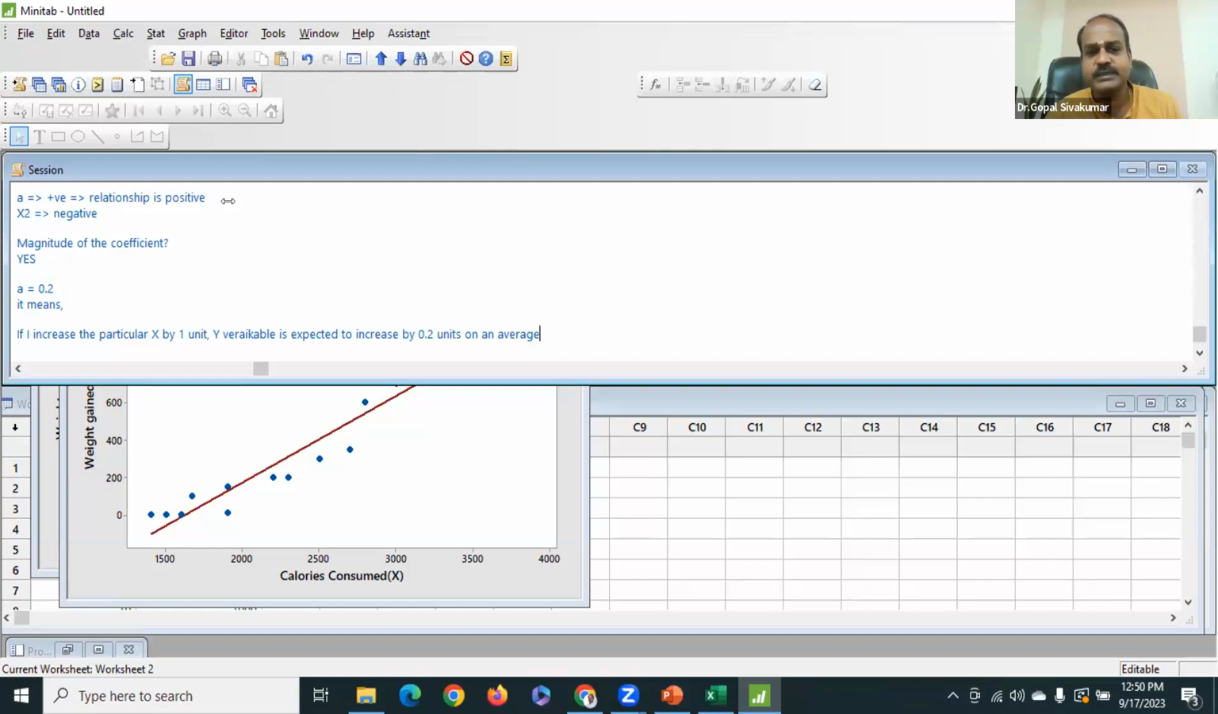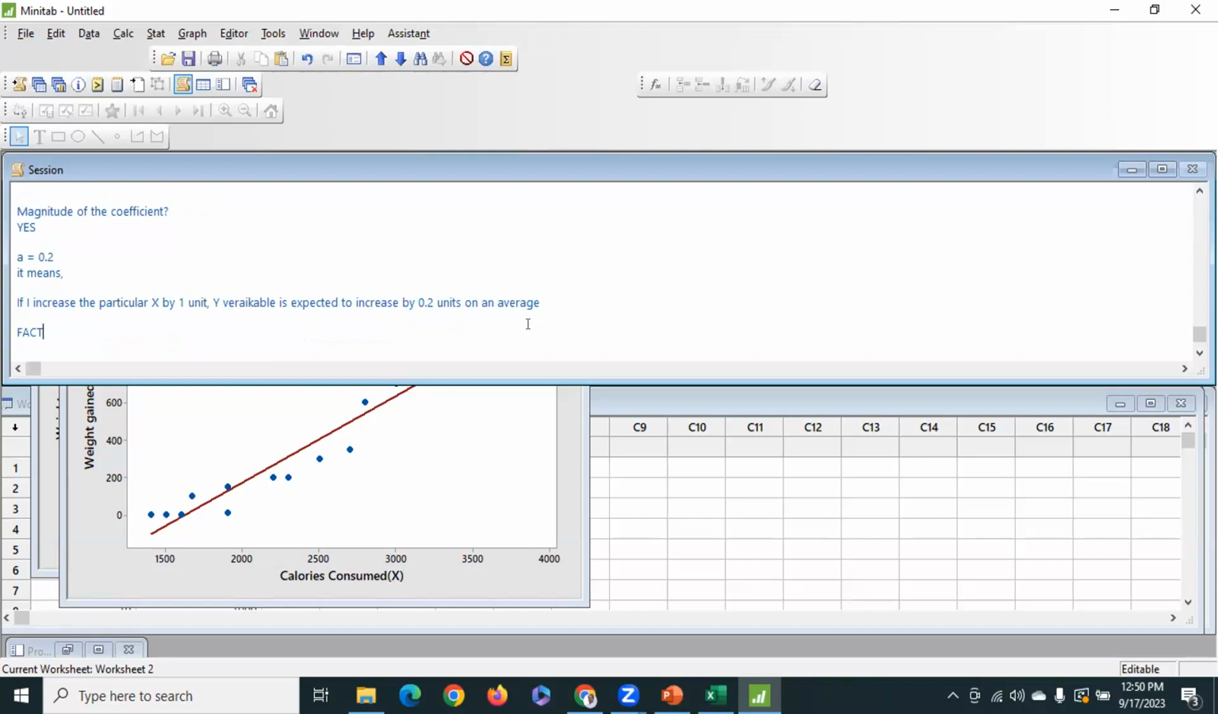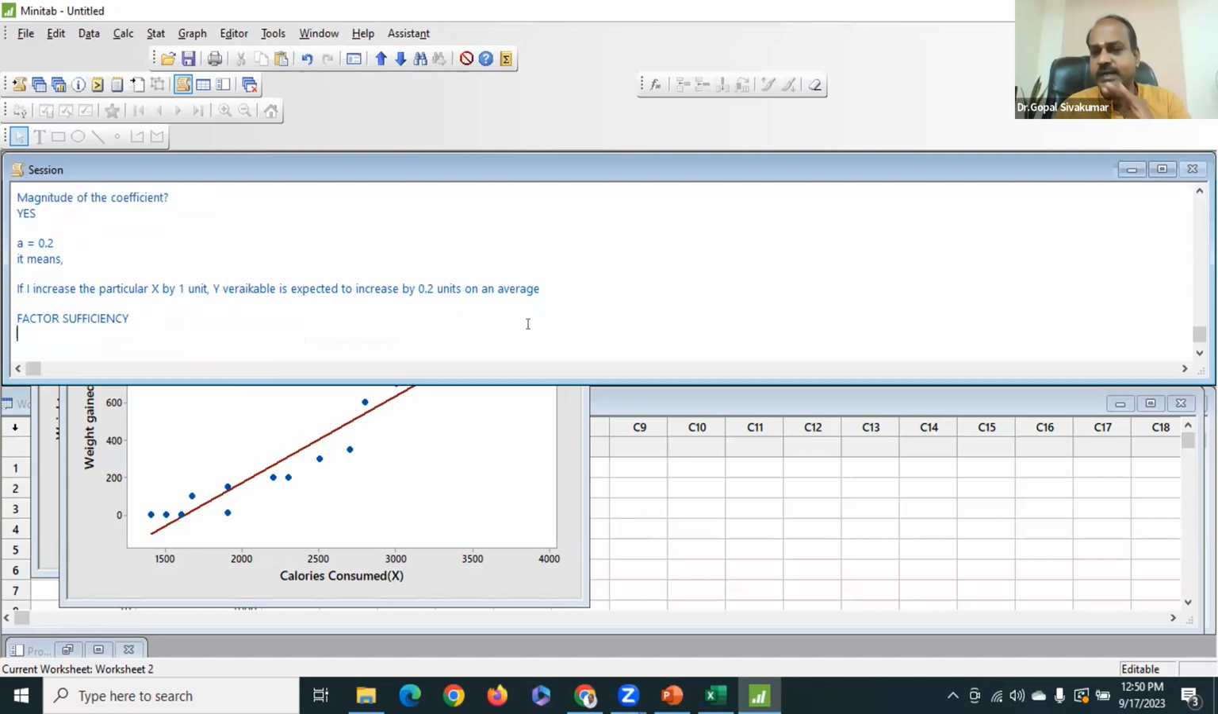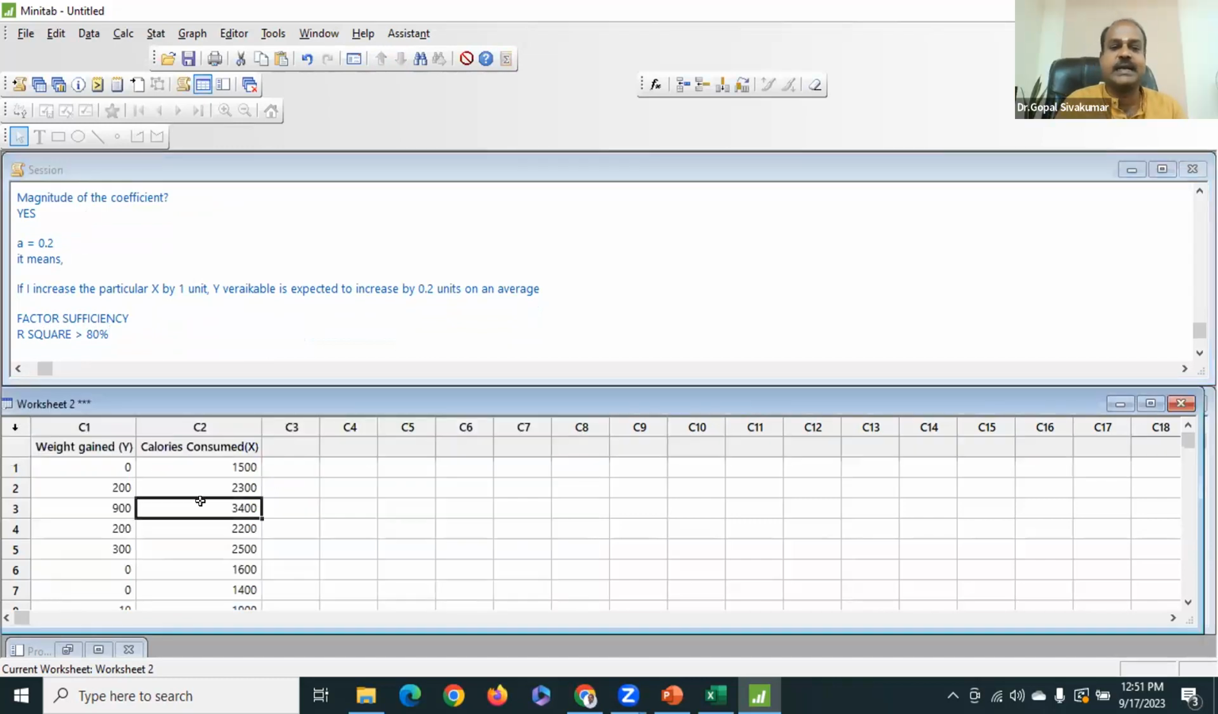So this is called factor sufficiency. You can stop your analysis the moment you see R square above 80%. The moment you see your R square above 80%, you can stop your analysis and move to the improve phase. Agreed? Understood? Yes, sir.